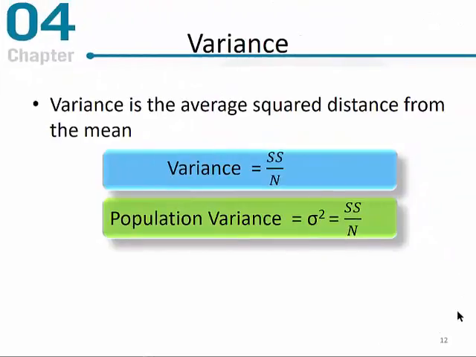And the variance, which we're going to need to get the standard deviation, is just the average squared distance from the mean. The variance is just the sum of squares that we just got over the number of people in your data set. You can see that there is a difference, not in calculations, just in the symbols. When we talk about the population variance, you see the Greek lowercase letter sigma. So it's sigma squared equals the sum of squares over the total number of people. That's the population variance.